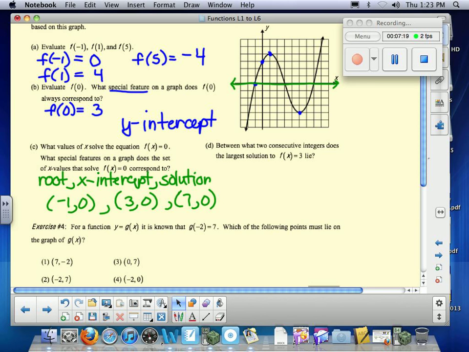So where's the largest solution? So we're looking for the biggest number to f of x equals 3. Where does that lie? Well, the largest solution would be over here, right? Solution would be over here. Hold on, I lied. Not there. Back that up.